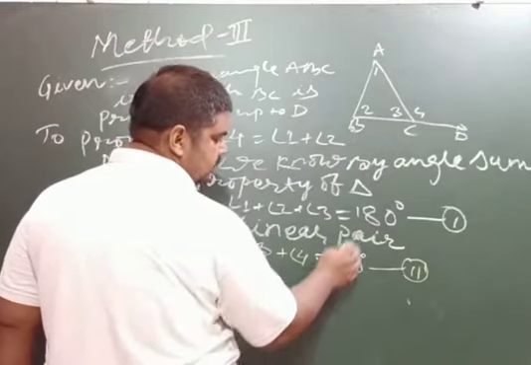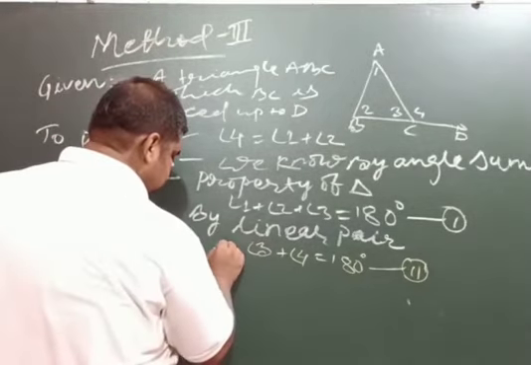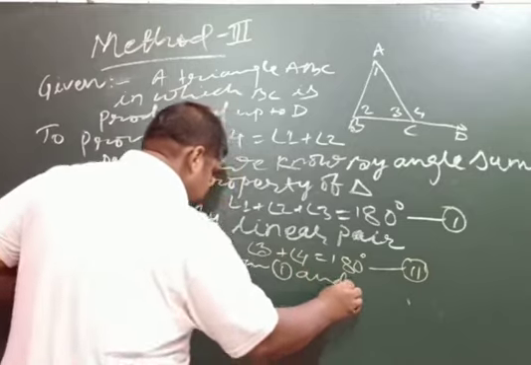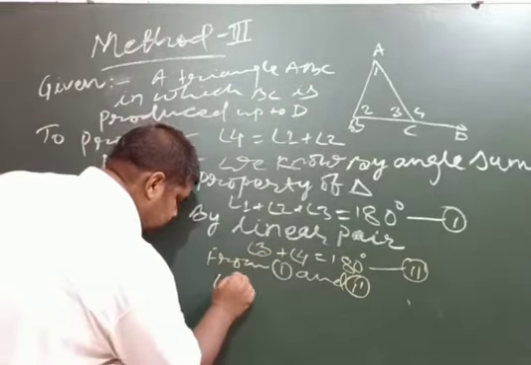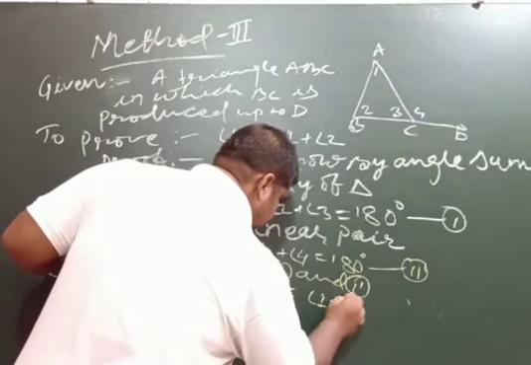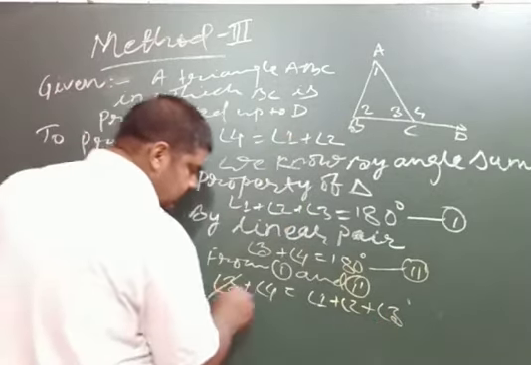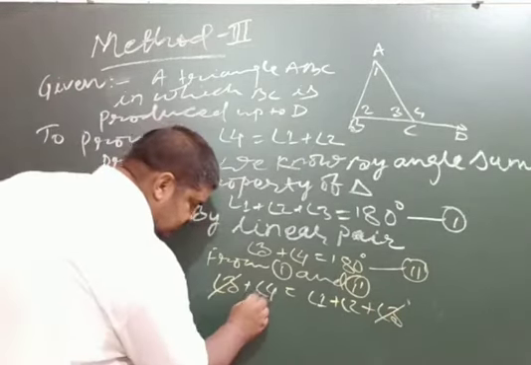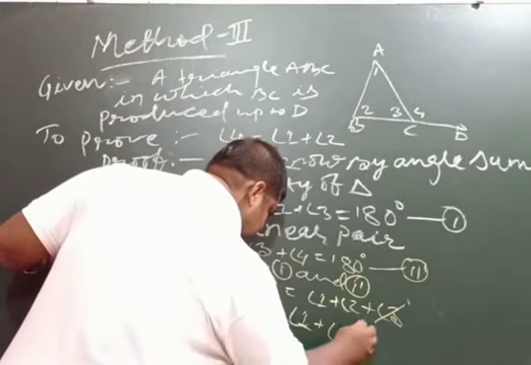Since both are equal to 180 degrees, from first and second, angle 3 plus angle 4 is equal to angle 1 plus angle 2 plus angle 3. Angle 3 on both sides is cancelled because it is equal on both sides. So angle 4 is equal to angle 1 plus angle 2.